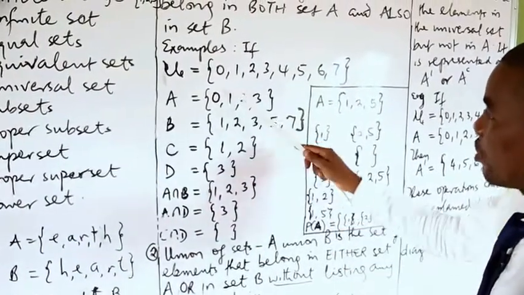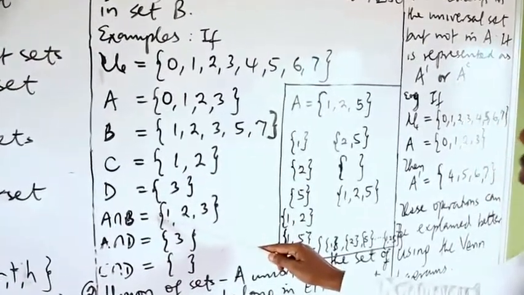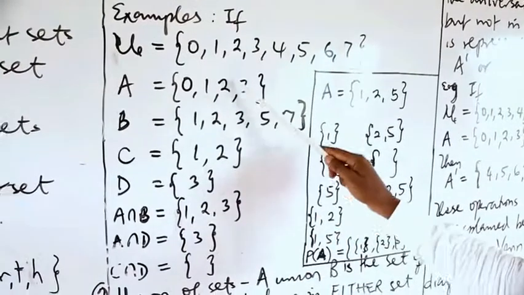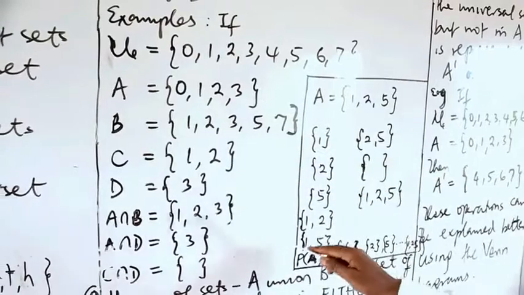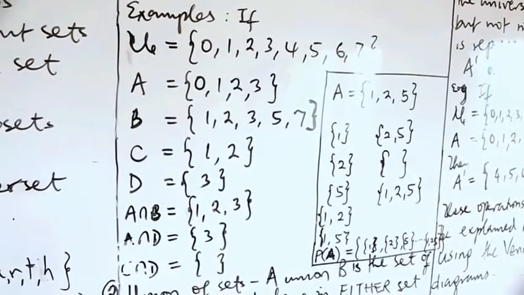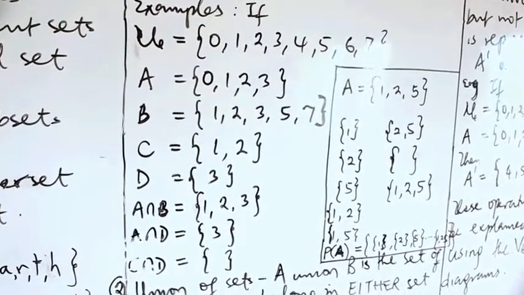And that will be, 1 is here, 1 is here, so the first element will be 1. 2 is here, 2 is here, then the second element will be 2. And 3 is here, 3 is here, the third element will be 3. That is the meaning of A intersection B.